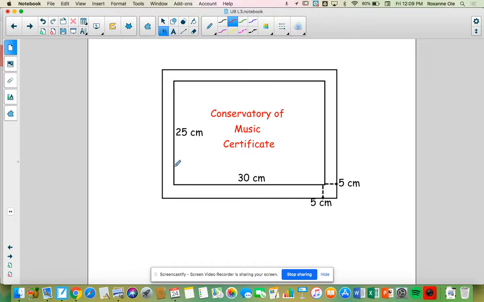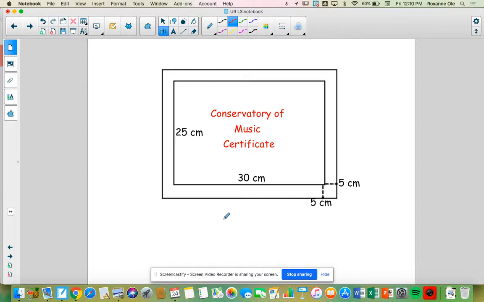So I've drawn her certificate here, and I've put the measurements on it. It said that it was 30 centimeters by 25 centimeters. So this inside rectangle is her certificate. Then it said she wants to put a 5 centimeter wide mat around it. You may have noticed when you frame something, there's often a mat around it before you get to the frame, and that's what she wanted to do. So this mat is 5 centimeters wide, so it's 5 centimeters here, and it's 5 centimeters here.